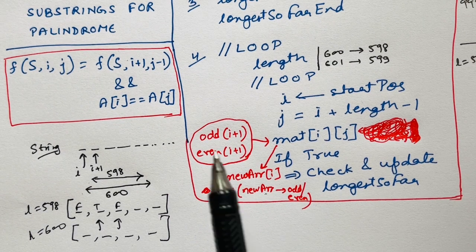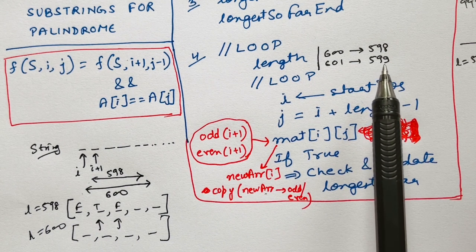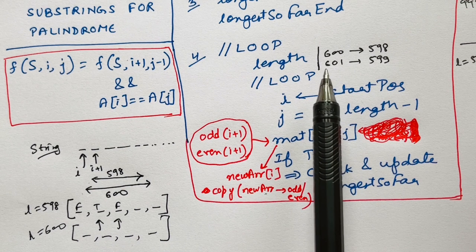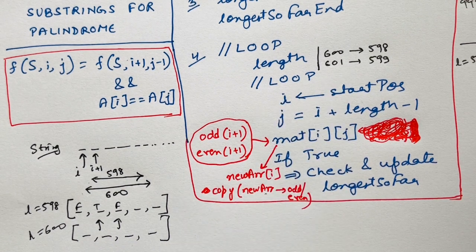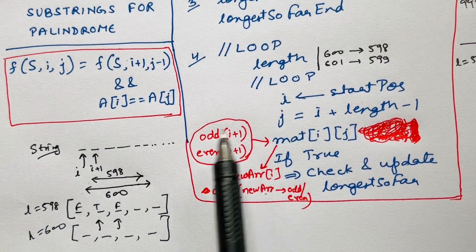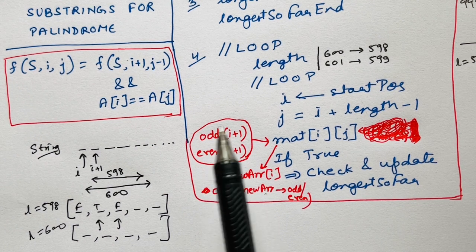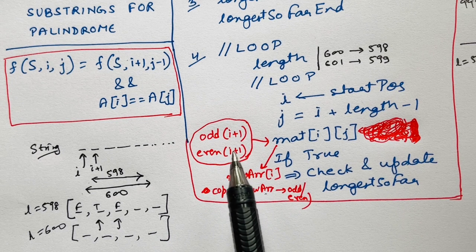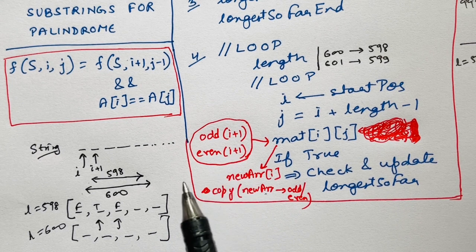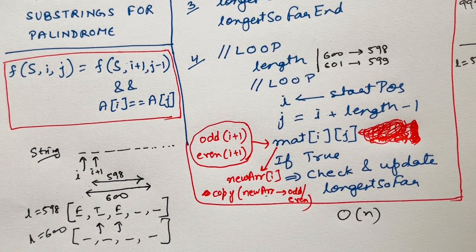Not in the odd one, because the odd one currently contains the information about 599 length substrings, and we will need them when we are computing for 601 length substrings. Therefore, in every iteration for a particular length, one of these arrays will get refreshed, and at any point in the algorithm, these two arrays will have the values for the latest lengths that we have calculated. This brings down our space complexity to big O of n from big O of n square. So this is a further optimization that we can do.